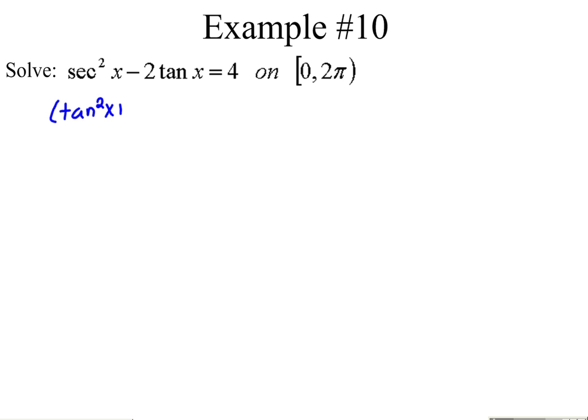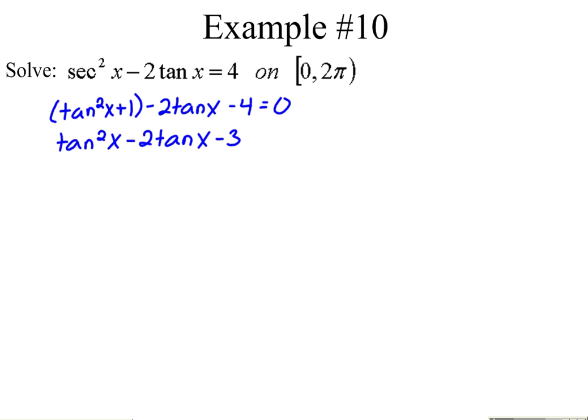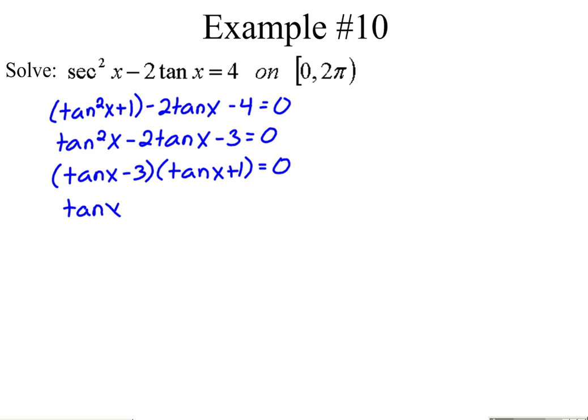Last one. Secant squared minus 2 tangent x equals 4. A couple things we're going to need to do here. First of all, we have an identity that we need to substitute in, so we can rewrite all of this in terms of tangent. Secant squared we know is equal to tangent squared plus 1. We're going to subtract the 4 over in that same step. Simplify this equation. We end up with tangent squared minus 2 tangent minus 3 equals 0.